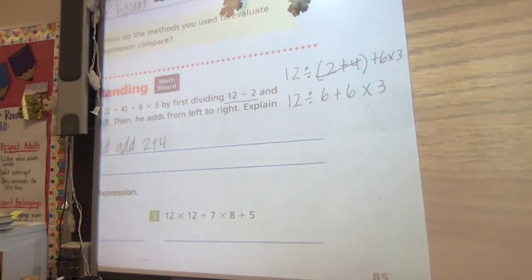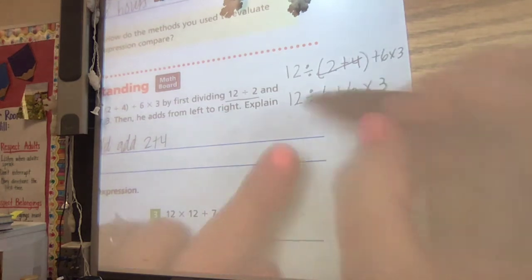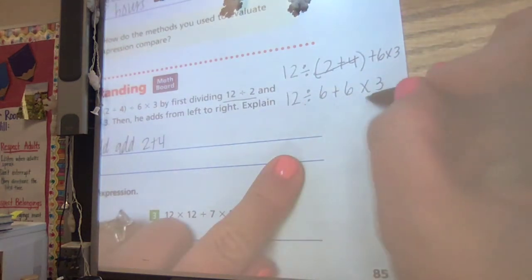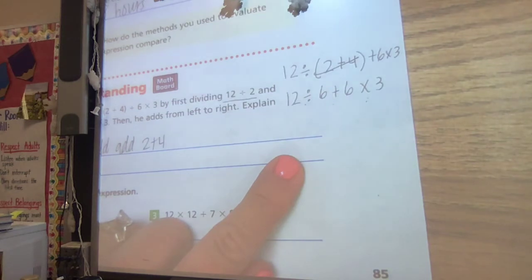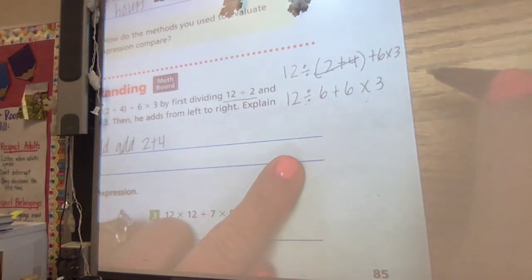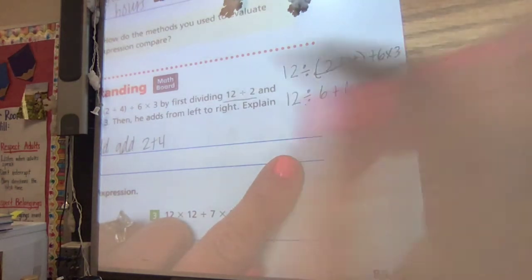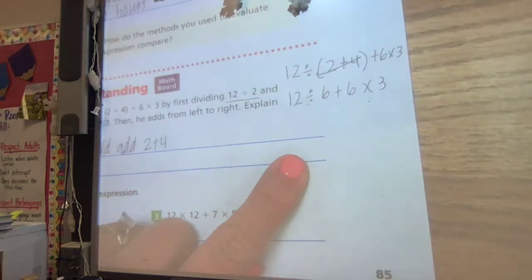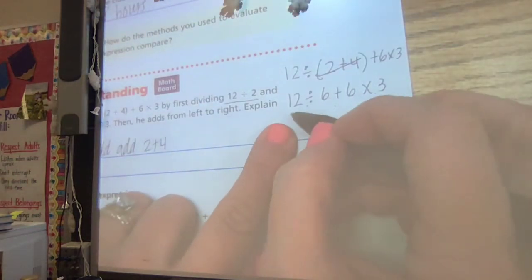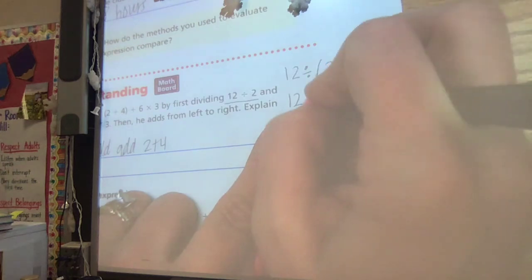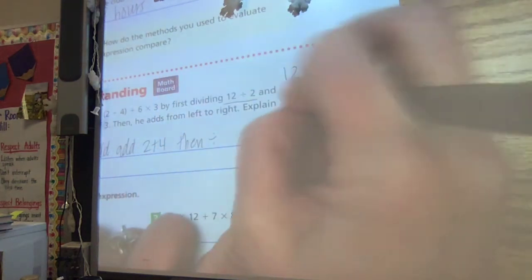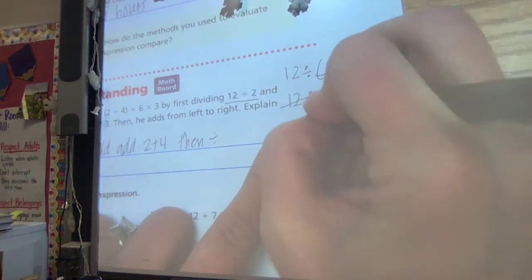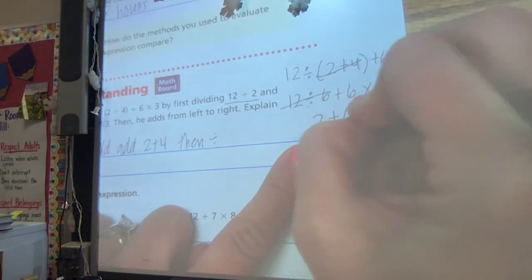Then, what should he do next? I see dividing, adding, and multiplying. What did we say we're supposed to do? Parentheses, we did them. Then we multiply and divide from left to right. So the first one I see is dividing. So I'm going to do that next. So I'm going to write then divide. 12 divided by 6 is 2 plus 6 times 3.